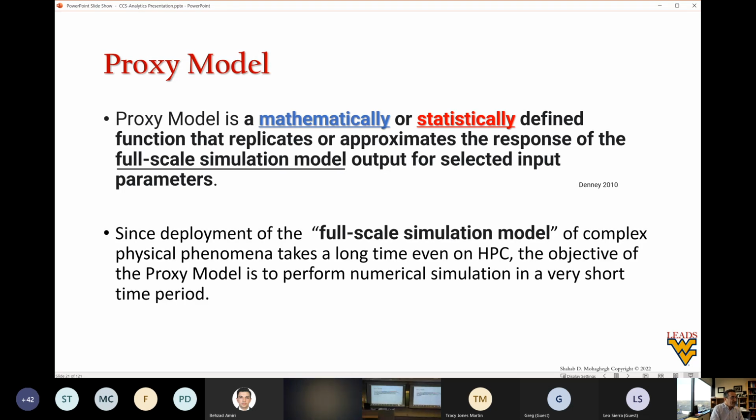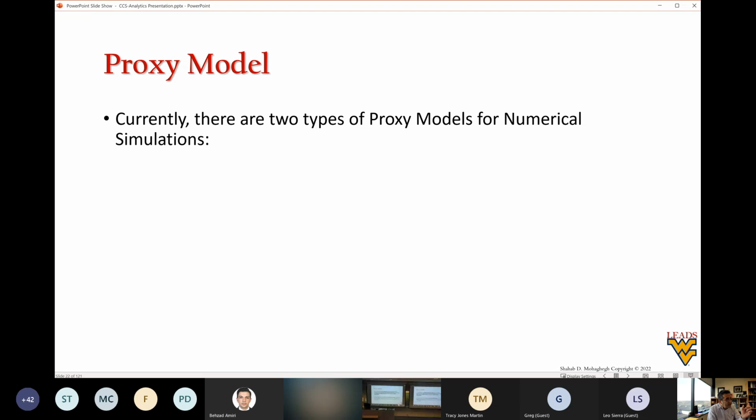Now that full-scale simulation model, since its development of the full scale of a complex physical phenomenon takes a long time, even on HPC, high performance computing. The objective of the proxy model is to perform numerical simulation in a very short period of time. How does it do that? Currently, there are two types of proxy models. One is what I call traditional proxy models, which have been around for a very, very long time, more than 70 years. And the other one is smart proxy model, which uses AI and machine learning, and that is the newer one.